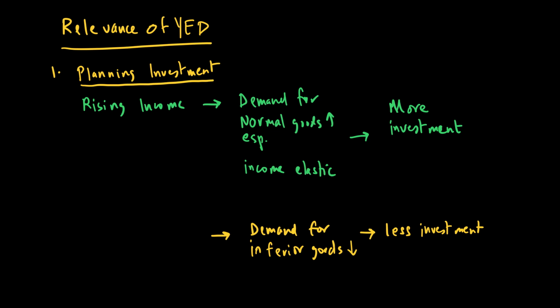But if I'm similarly making an income inelastic normal good, my need for investment may not be that much. Lastly, the demand for inferior goods will also go down in the rising incomes time.